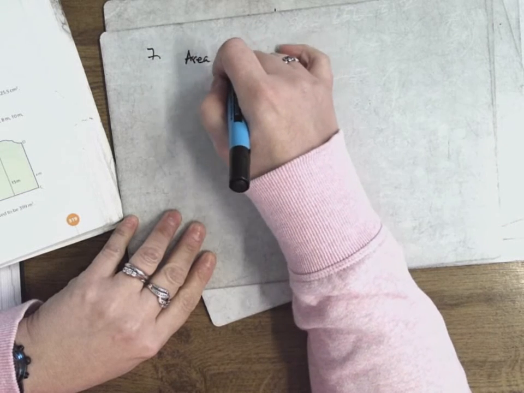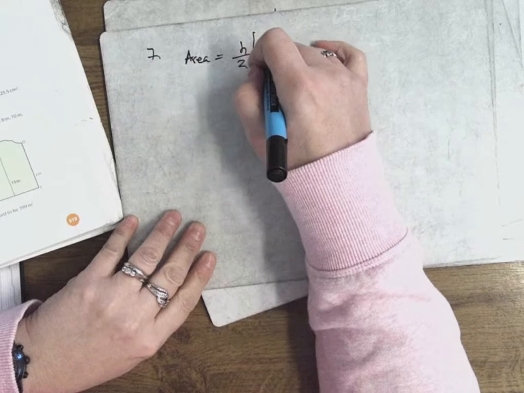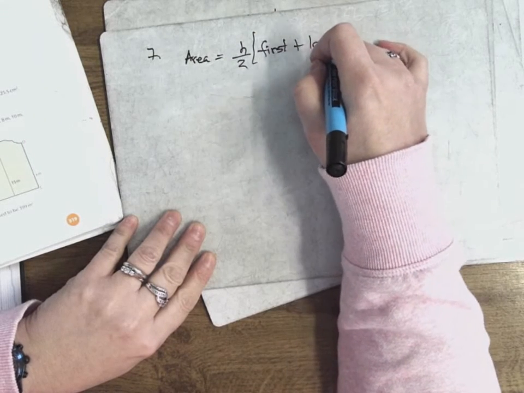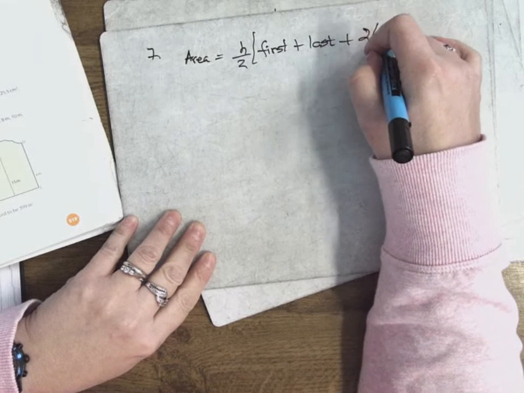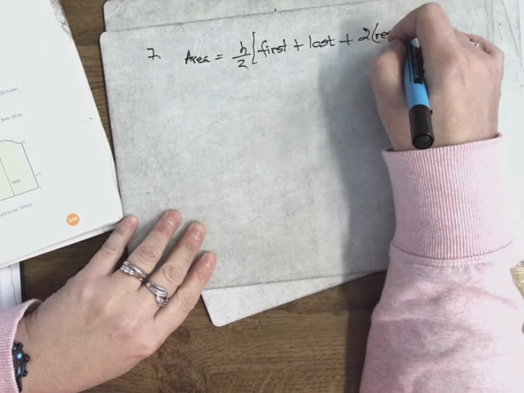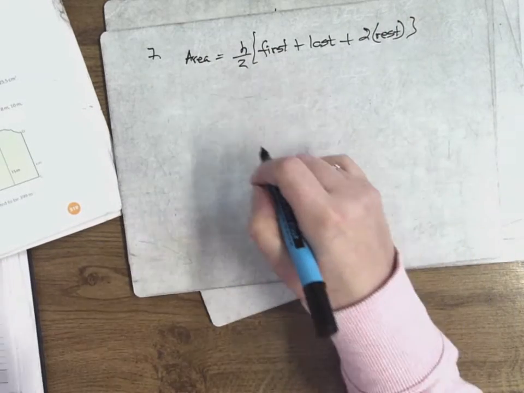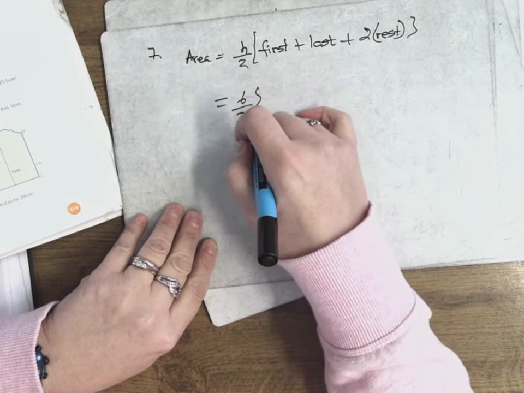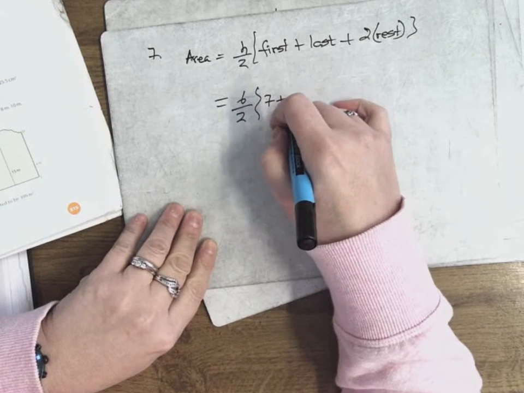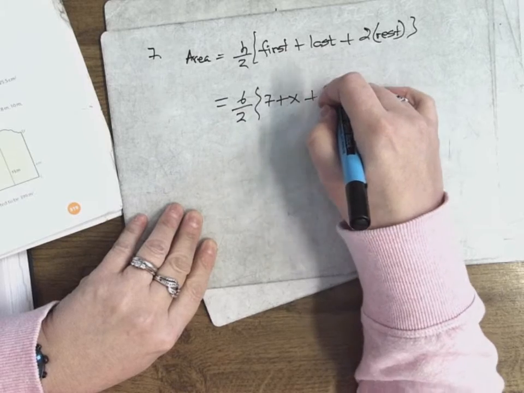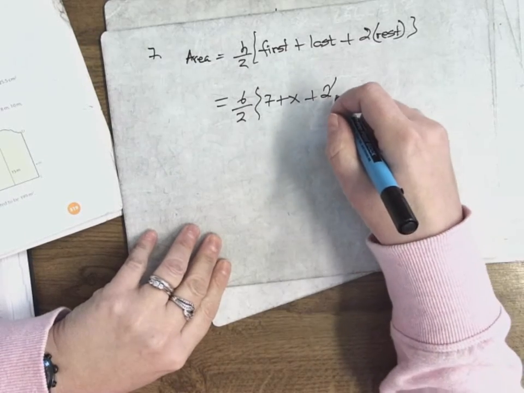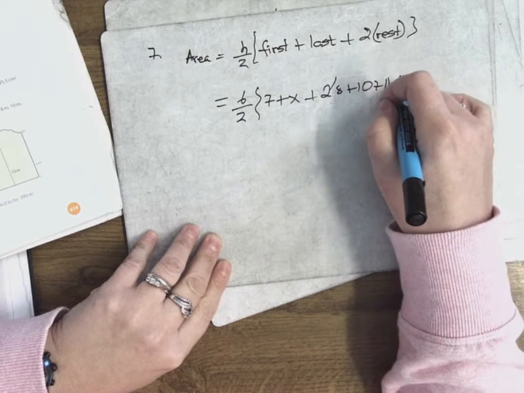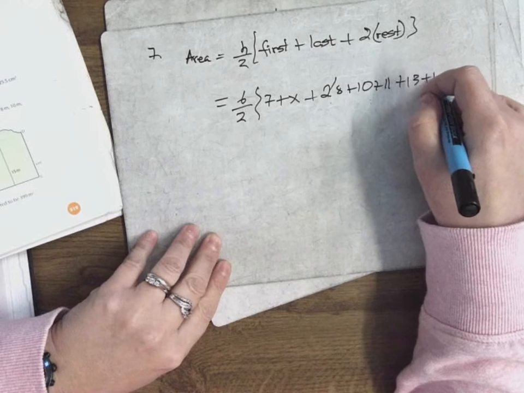h over 2 times the first plus the last plus twice the rest. Okay, so fill in what you can. So h is 6 over 2. The first is 7, the last is x, and twice the rest is twice all the rest of them added together. So that would be 8 plus 10 plus 11 plus 13 plus 15.